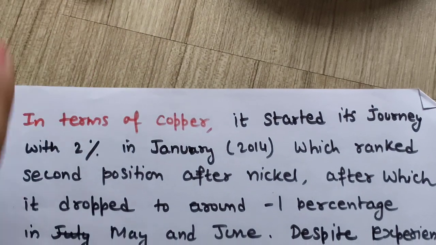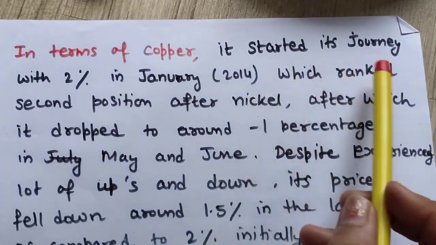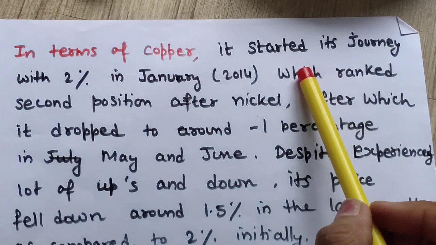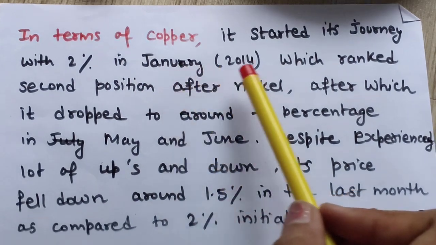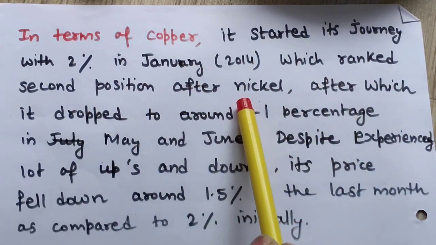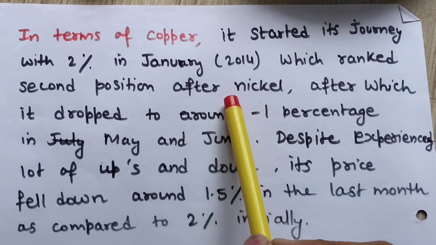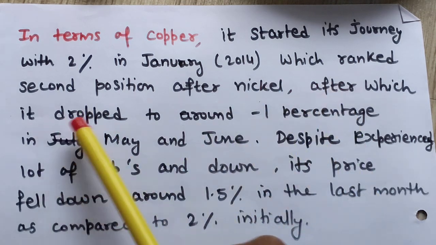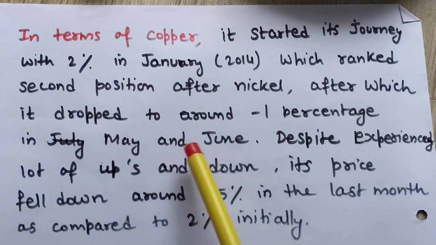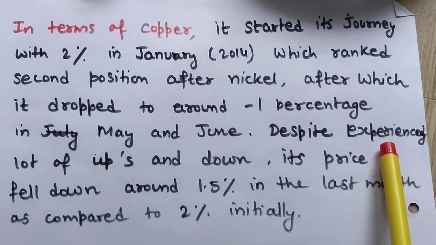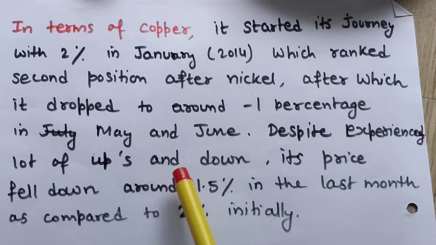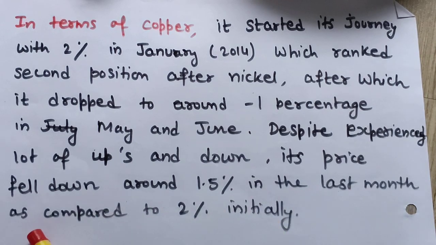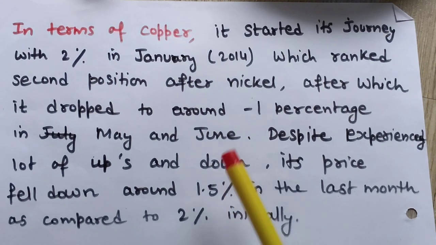In terms of copper, it started its journey with 2%. So J is small. So I did a mistake. With 2% in January 2014, which ranked second position after nickel. So it's important to compare the things. So compare the other categories also with that. After which it dropped to around -1% in May and June, despite experiencing a lot of ups and downs. Its prices fell down around 1.5% in the last month as compared to 2% initially. So this is regarding copper.